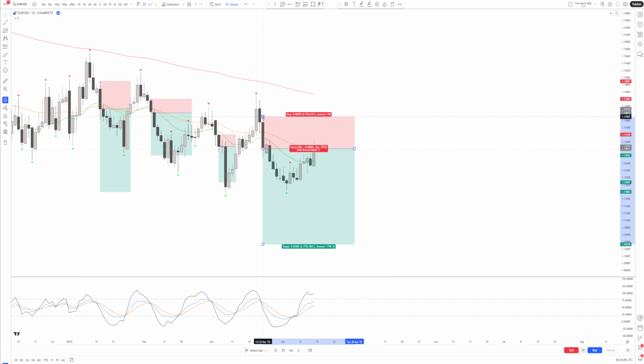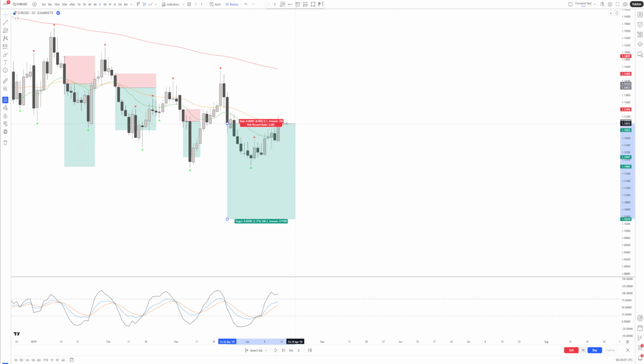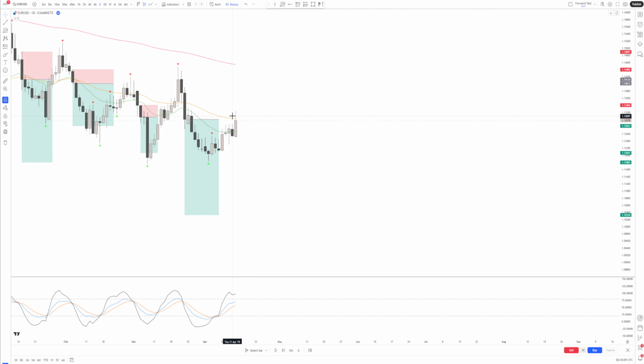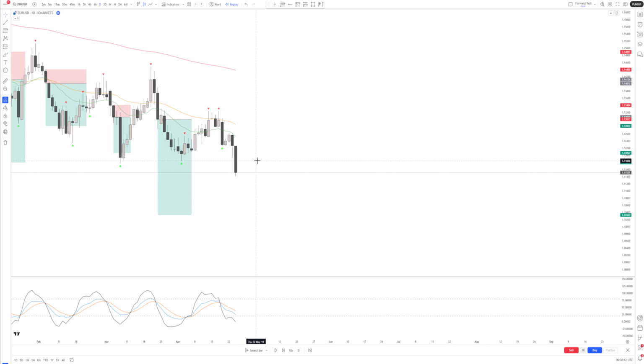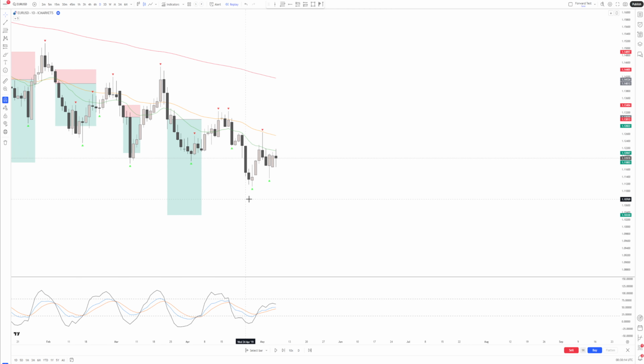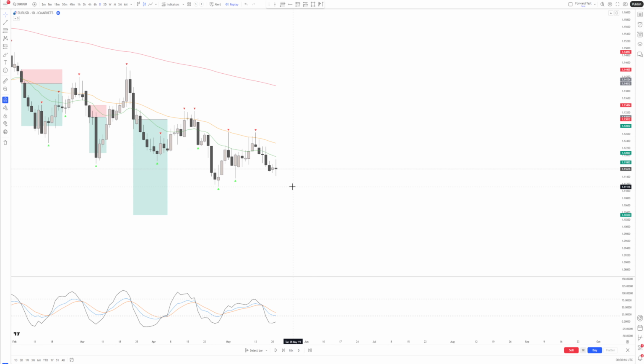If we get above, yep, we're kind of near our entry point. So in this case, because we're near our entry point, I'm going to be closing it at break even, just in case price does try to break above. And you can see that we did come back.